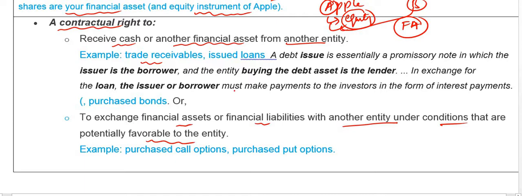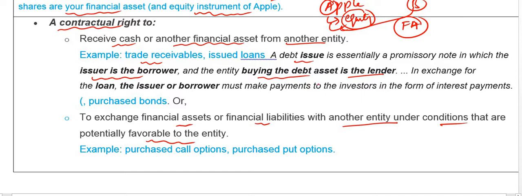Issue loan. And what does issue loan mean? It means a debt issue, essentially a promissory note, in which the issuer, the person who issued the bond, wants to raise finance. They are a borrower, they want money, and the entity buying the debt asset is the lender, because they lend money.